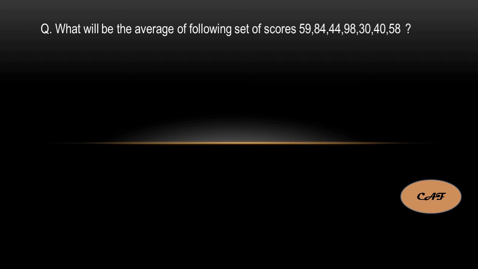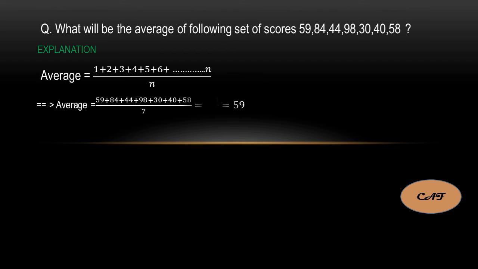First question: what will be the average of the following set of scores: 59, 84, 44, 98, 30, 40 and 58? So here they gave a set of scores and they are asking for the average. What we have to do is, first of all, add all those numbers and divide by the count of how many numbers there are. So average is equal to the sum divided by the count.